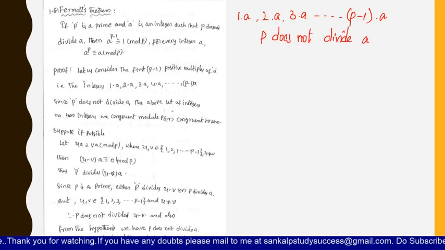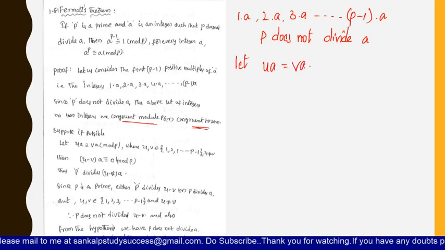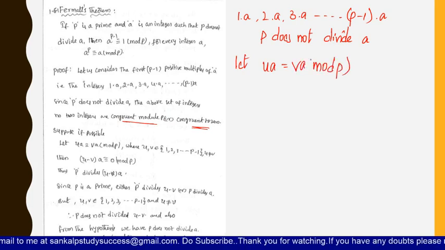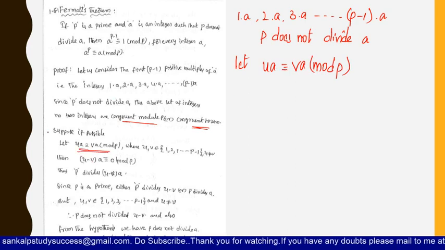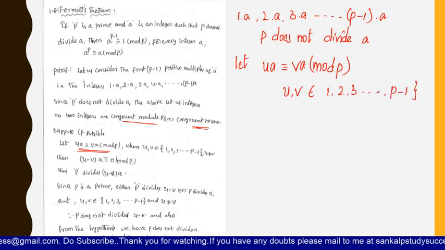So here, from the above set of integers, no two integers are congruent modulo P, right? And they are also not congruent to 0 because P will not divide A. So these are not congruent. That means let us consider UA is congruent to VA mod P, where U, V belong to 1, 2, 3 and so on up to P minus 1.